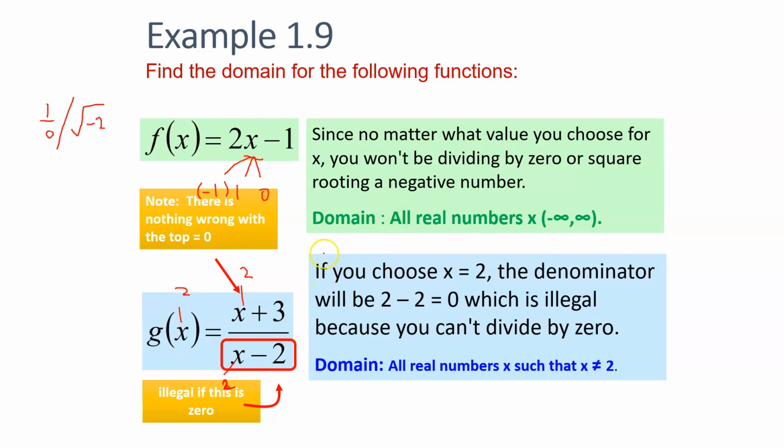Okay, it says there is nothing wrong with the top being 0. If 0 is on top there is no problem, because 0 divided by any number, you will still get 0. But when on top there is a value and on the bottom you divide by 0, what will you get? If you key into a calculator, you will get error.